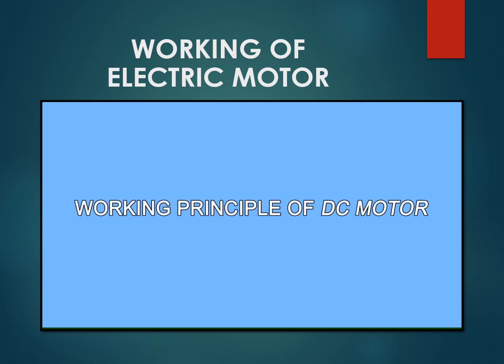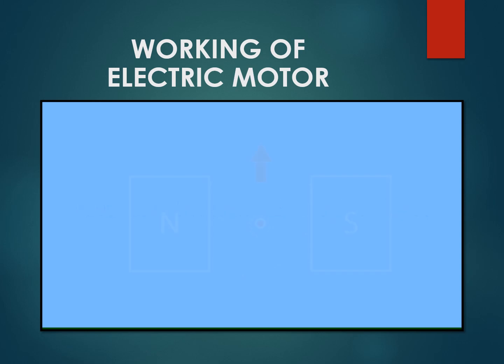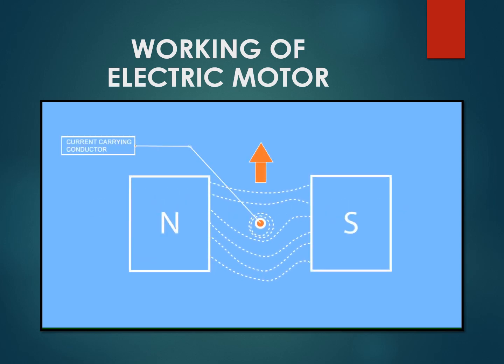Working principle of DC motor. The working principle of a DC motor is very simple. We can see that when a current-carrying conductor is placed in a magnetic field, it experiences some force in a particular direction.